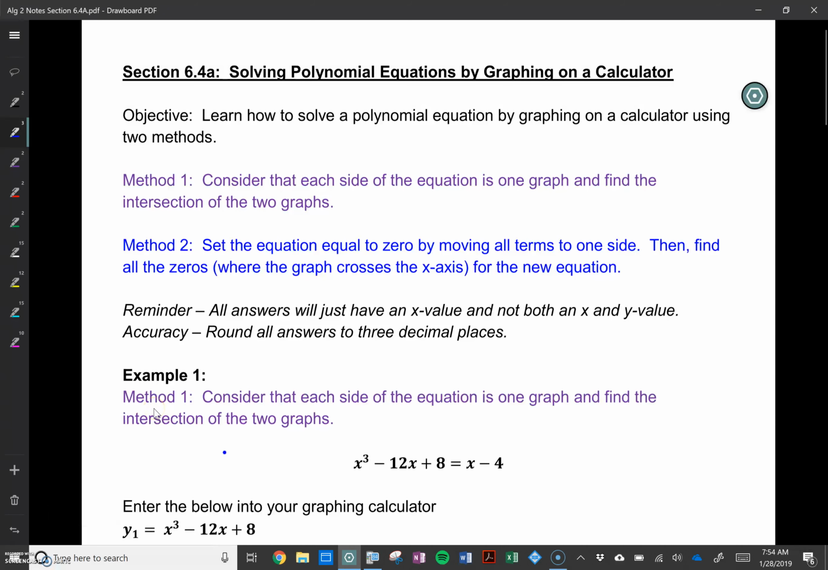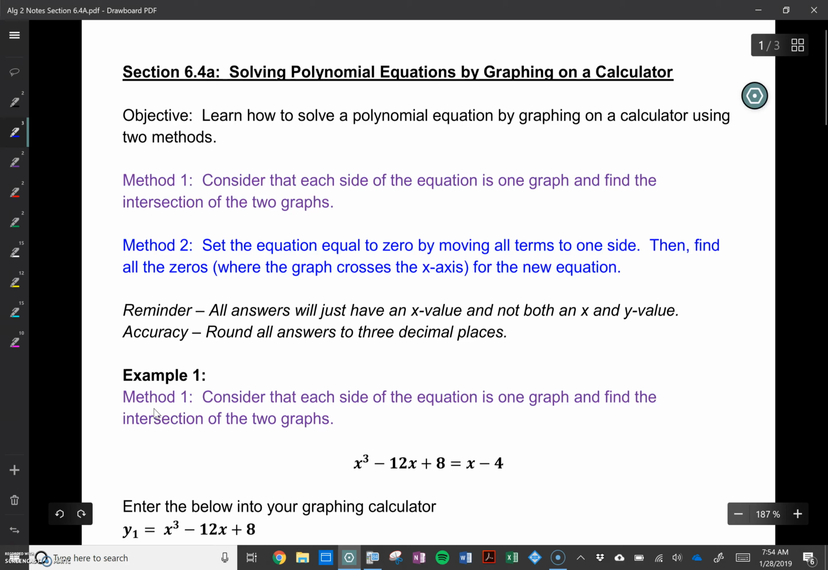Hello, and today we're going to be working on section 6.4, solving polynomial equations by graphing on a calculator. So our objective is to solve our polynomial equations by graphing. If you would get out your graphing calculator, we're going to begin this. We're going to have two methods that we're going to work on to attack this.